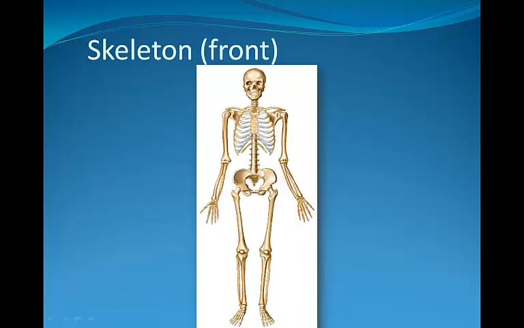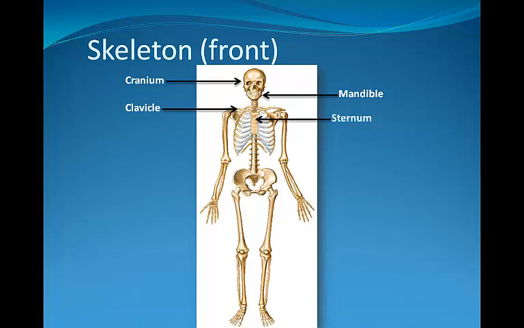Okay, so we're going to have a look at the bones now, or the names of bones. So I'll quickly run through each of the names, and then you can have a go at remembering them yourself. Alright, so we've got the cranium, which is otherwise known as the skull, the mandible, which is the jaw, the clavicle, which is the collarbone, the sternum, which is the breastbone, the humerus, which is the upper arm bone.